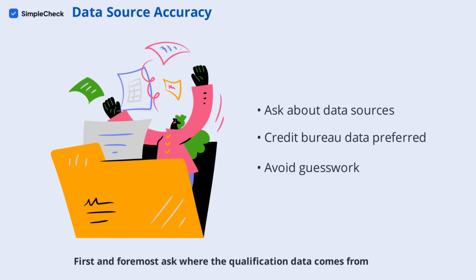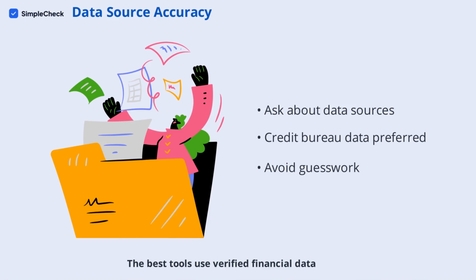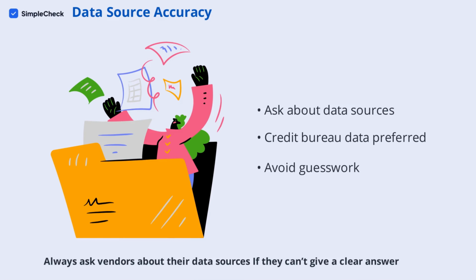First and foremost, ask where the qualification data comes from. If it's based on survey responses or behavioral scores, you're still guessing. The best tools use verified financial data from credit bureaus, the same sources lenders trust. Always ask vendors about their data sources. If they can't give a clear answer, that's a red flag.